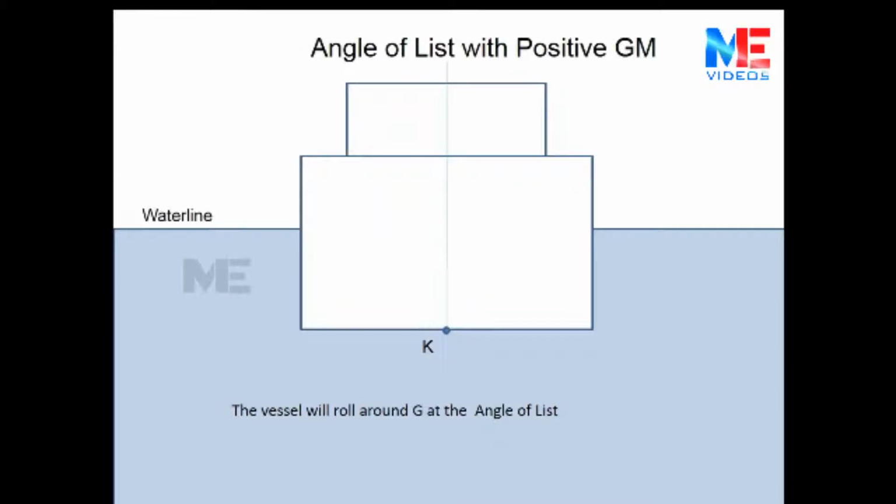We're going to start off with list. So here's our vessel floating in seawater. There's our metacenter, our center of gravity below our metacenter. That means we have positive GM, positive stability.